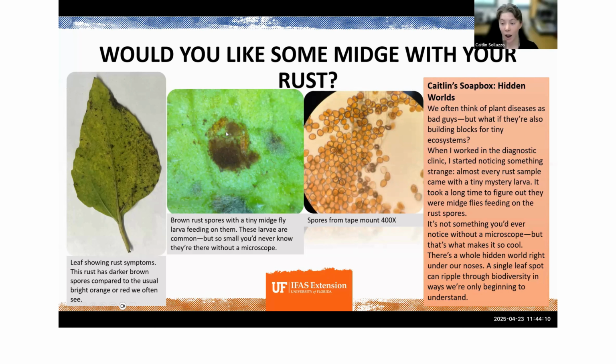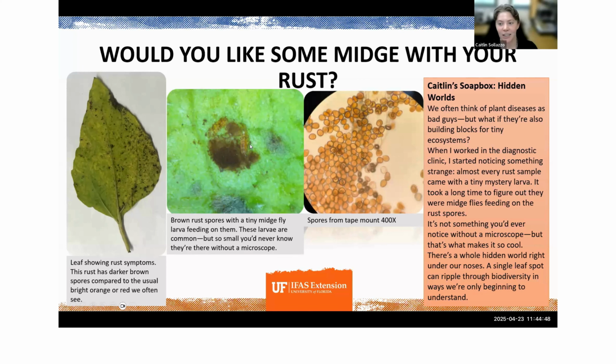And there are fly larvae. I used to see this a lot when I was working in a diagnostic clinic, and I never knew what they were. I Googled it and had a hard time figuring out what they were. They're midge flies, so they're fly larvae that feed on rust. And this is a less cool example, but sometimes they feed on that really bright red spores and they become bright red themselves, or bright orange. And that's really fun to see.